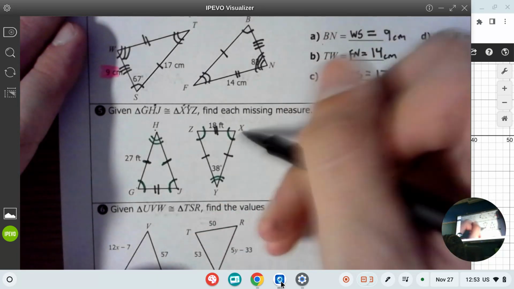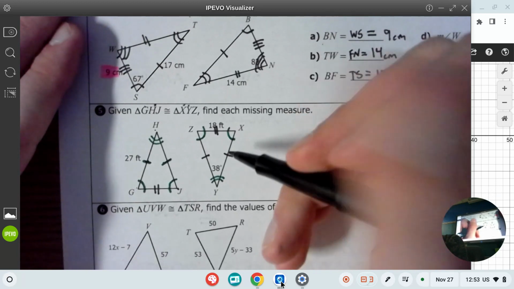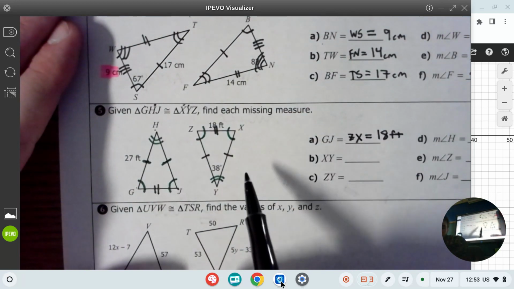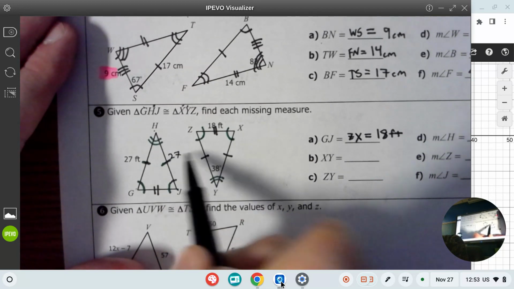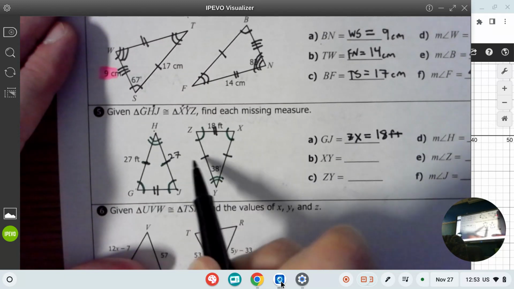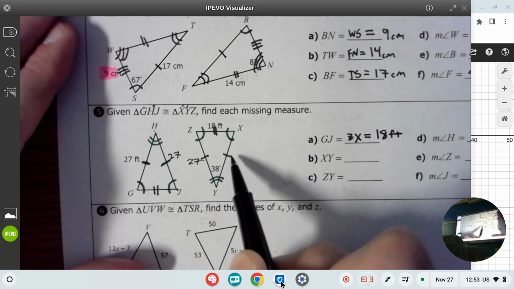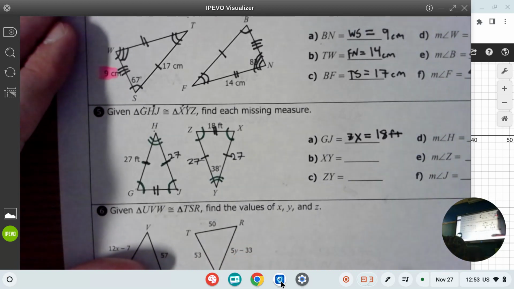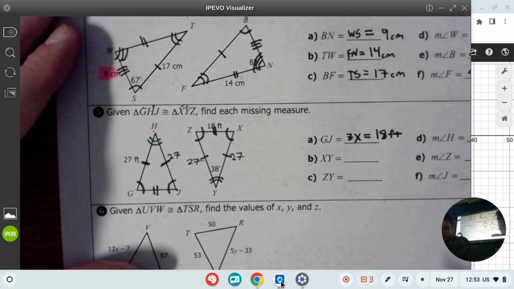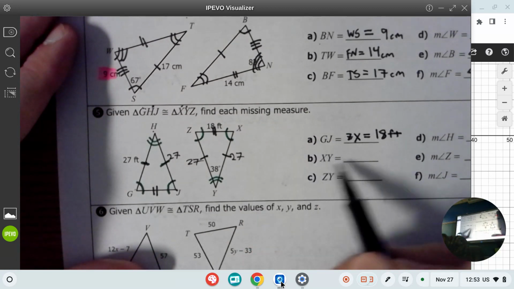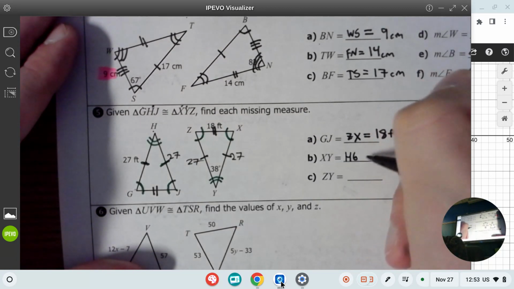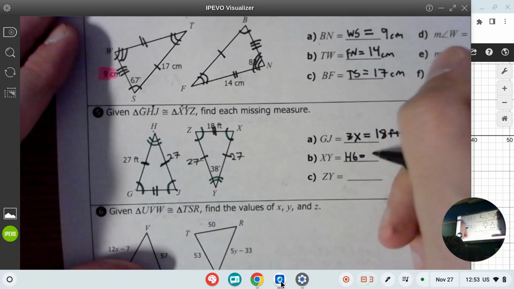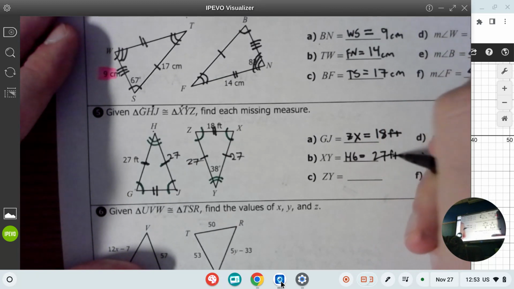XY is on the side. It's one of these. Now, we should have 4 of these sides. They're all going to be the same thing, right? We've got 27. That one's going to be 27. And they're congruent triangles. So that one's going to be 27. So that one's going to be 27. We got lots of 27s. XY is the same as many different sides, particularly HG, which is where we got 27 feet from in the first place.